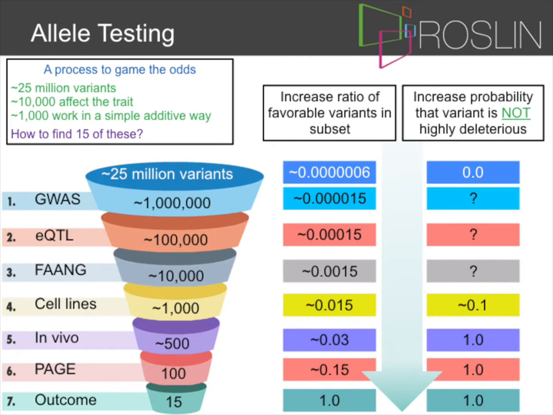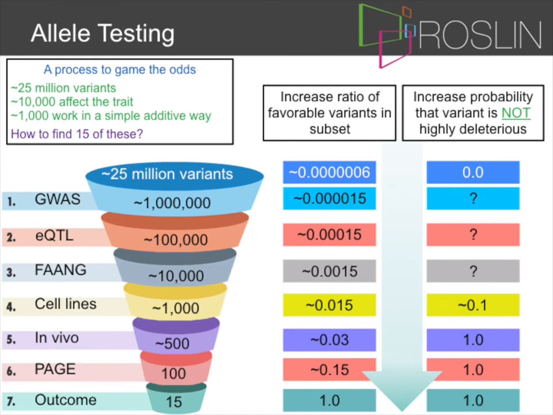Just to put numbers on that, it's all about gaming the odds. I start with my 25 million variants. I'm going to assume that 10,000 affect the trait. I'm going to assume that 1,000 work in a simple additive way. And out of those 1,000, I want to find 15. So I start with my 25 million. I do GWAS. Let's imagine I narrow the search space to a million. I want to increase the ratio of what's in my subset to being favorable, if you like. So going from here, I've got 15 out of 25 million. Going from here, I've got 15 out of a million.